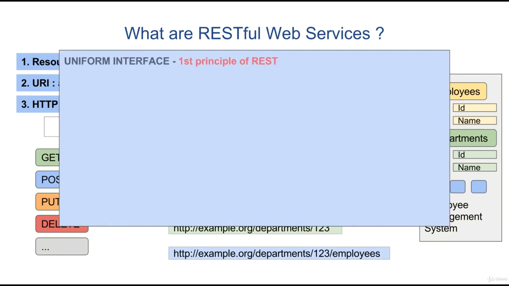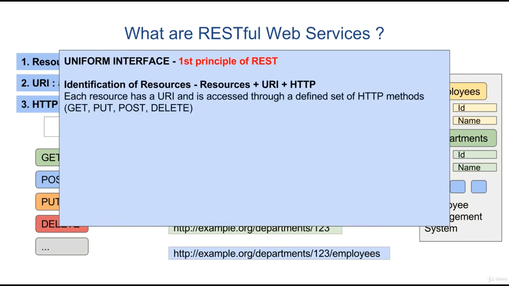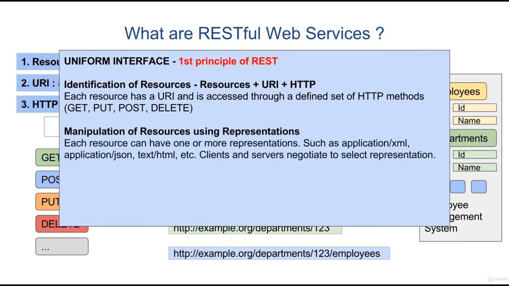So I hope the very first concept of uniform interface is very clear, and we have learned about resources, URI, and HTTP, and how we can access or modify a resource using the URI and HTTP methods. Uniform interface also says that we can do manipulation of the resources using representations. Now we will look into representations in more detail, but for now we can understand that every resource can have a representation. It can be represented as an XML, as a JSON, as an HTML, and so on. And we can modify or manipulate this representation as per our needs.